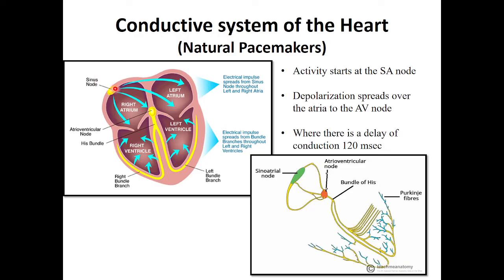Instead, it has its own pacemaker, which is the sinus node. The sinus node can introduce the impulse, and then it will reach the AV node and then go to other fibers. Depolarization spreads over the atria to the AV node, where there's a delay of conduction of about 120 milliseconds.